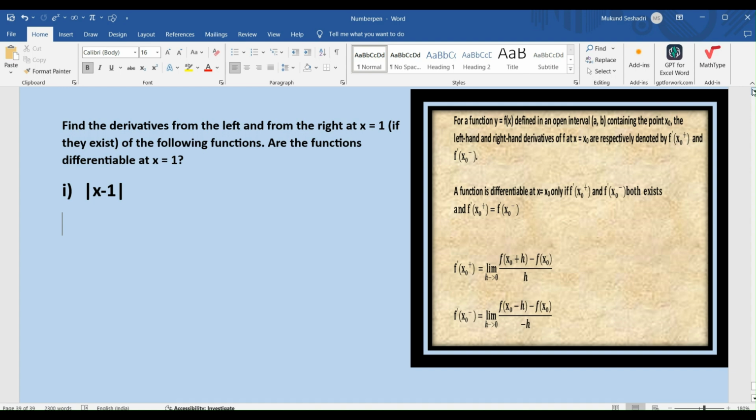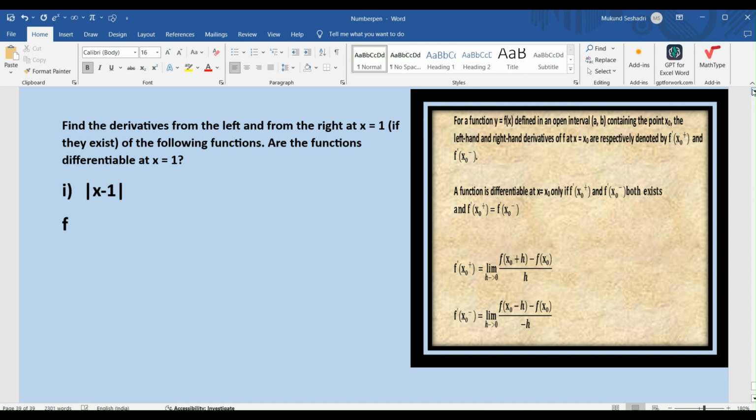So what we've been asked to find in this problem is the derivative, and then confirm whether the left and right hand side derivatives are equal. If they are equal, we can comfortably say that the function is differentiable. If they are not equal, then the function is not differentiable, right? So let's take a look at the function and see how to go about solving the problem.